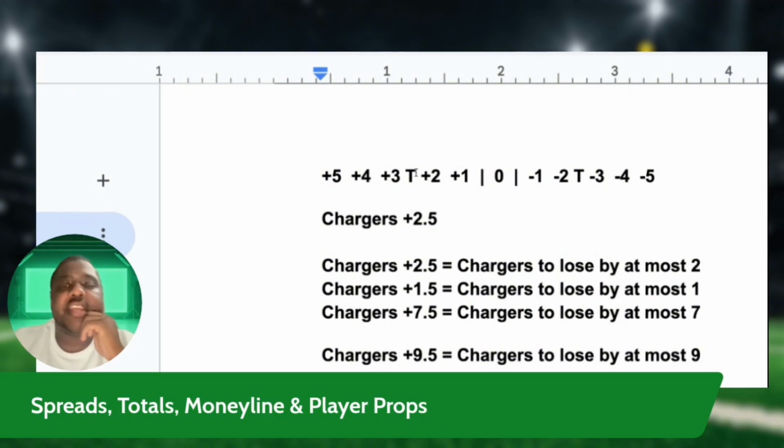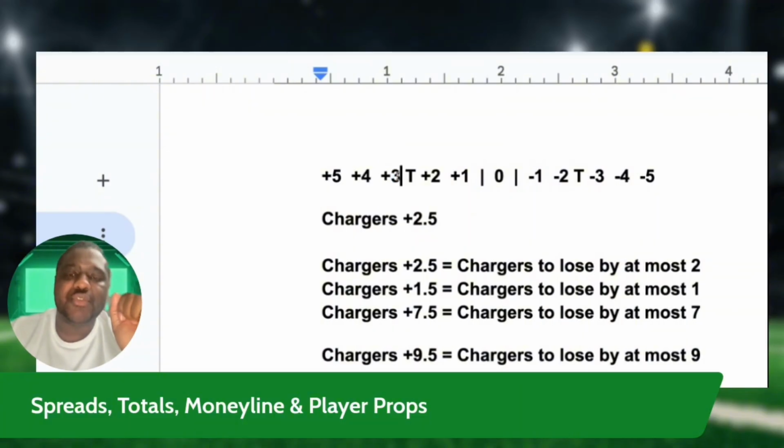So let's say we took Chargers plus 2.5, which is right here on the number line. That means if they lose by 2, we win that bet. If they lose by 1, we also win that bet. Guess what? If the Chargers win, we also win that bet. But if the Chargers lose by 3, we lose that bet.